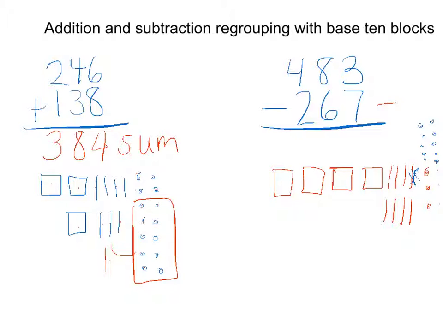Now we should be able to go ahead and cross out the 7 ones. I'm going to use a different color here. We have a lot going on. So 1, 2, 3, 4, 5, 6, 7. Which means that if you look at our model, we have 1, 2, 3, 4, 5, 6 ones left.